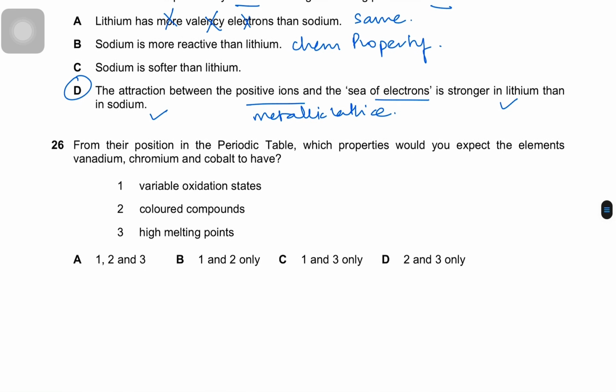From their position in the periodic table, which properties would you expect the elements vanadium, chromium, and cobalt to have? Variable oxidation states? Yes, they are transition elements. Colored compounds? Yes. High melting points? Yes, because these are the properties of transition elements.